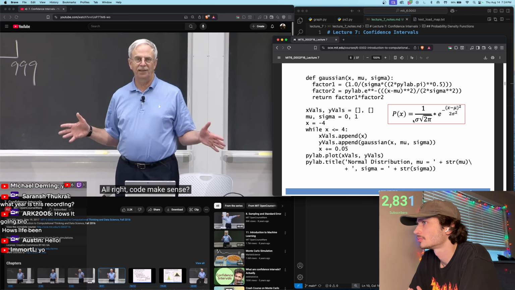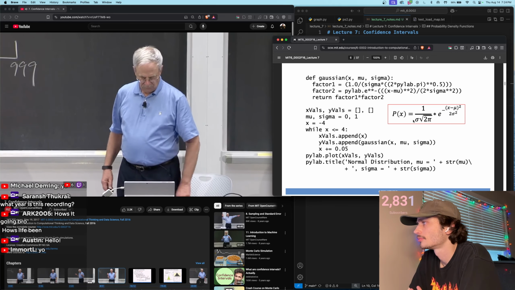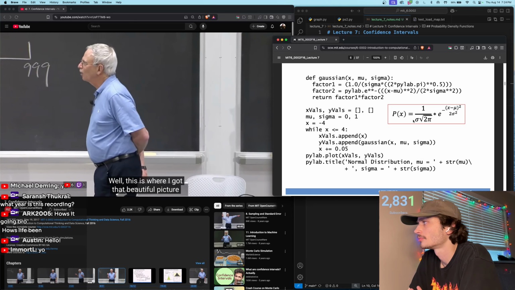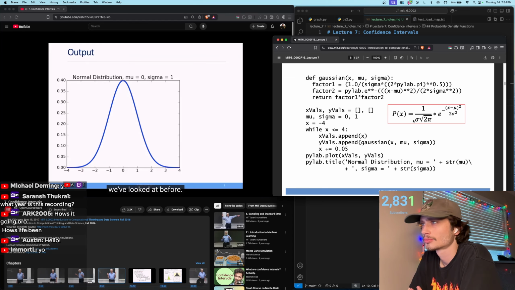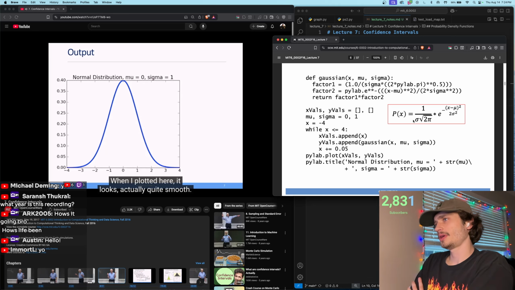All right, does the code make sense? Well, this is where I got that beautiful picture we've looked at before. When I plot it here, it looks actually quite smooth. It's not. It's really connecting a bunch of tiny little lines, but I made the points close enough together that it looks, at least here, smooth at this resolution.